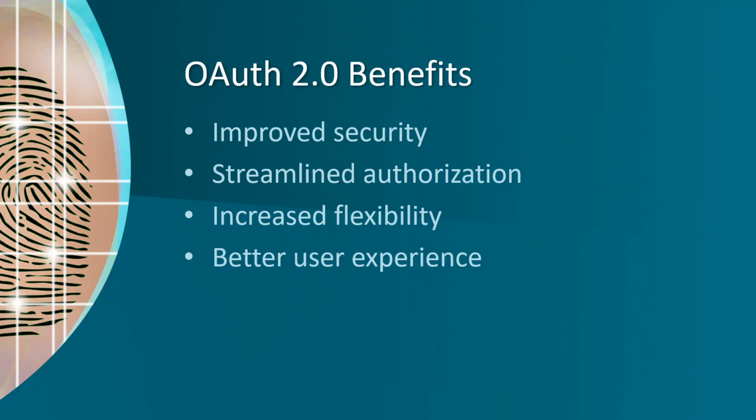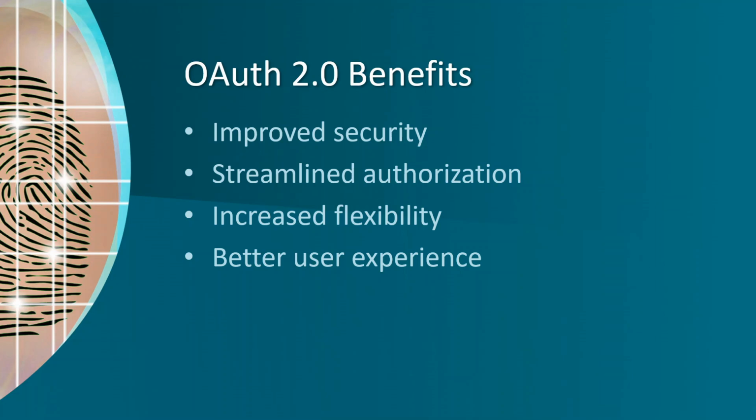OAuth 2.0 is an open standard protocol that allows users to grant third party applications access to their resources on a server without sharing their credentials. As a business manager, OAuth 2.0 can provide several benefits to your organization. Improved security. It can provide a secure and standardized method for granting access to resources without exposing sensitive credentials, reducing the risk of unauthorized access and data breaches.